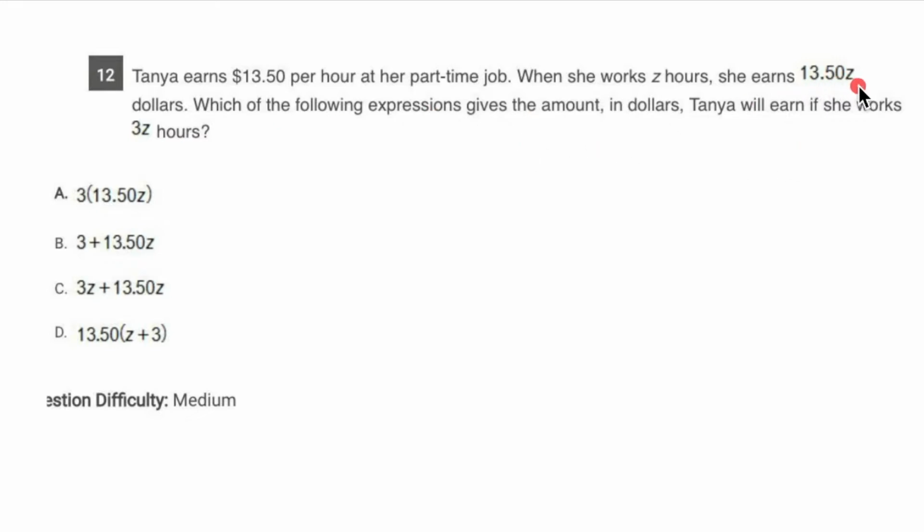So instead of Z, we're just going to take this whole thing times 3. And you can see this one's not very hard, but maybe the wording's tricky. It's just going to be this one right here. You're just going to take 3 instead of Z hours. It's going to be 3 Z hours, so it's going to be this one.